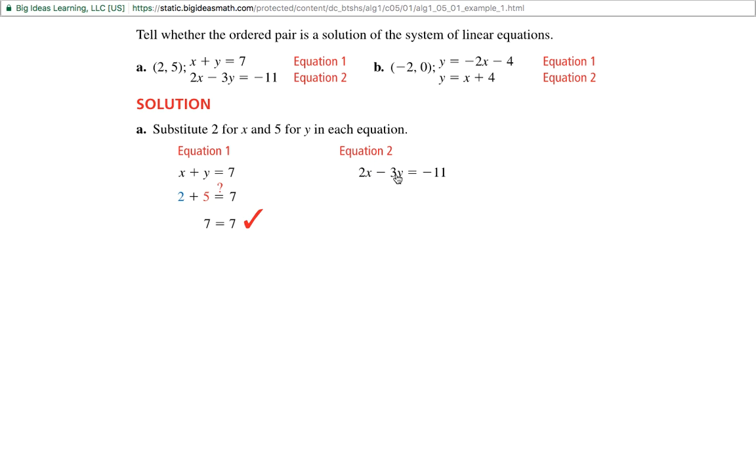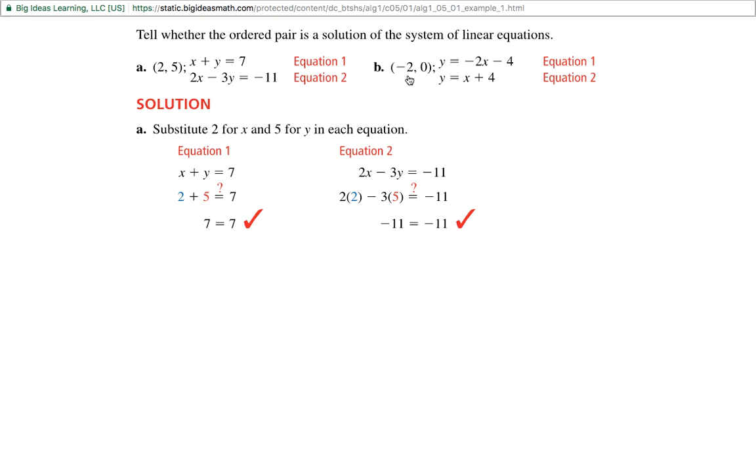So you plug in the 2 and the 5 into the corresponding values. 2 for x, 5 for the y. 2 times 2 is 4. Negative 3 times 5 is minus 15. So 4 minus 15 is negative 11. Is negative 11 equal to negative 11? The answer is yes. Because it's true for both, we can say that the ordered pair 2, 5, is the solution to that system.